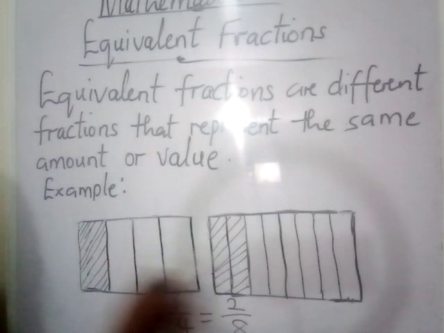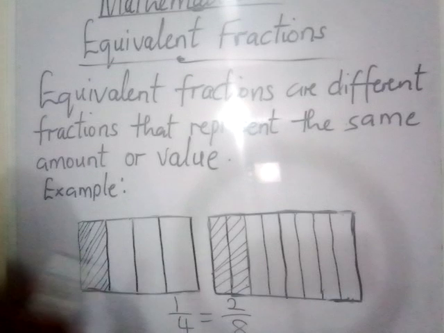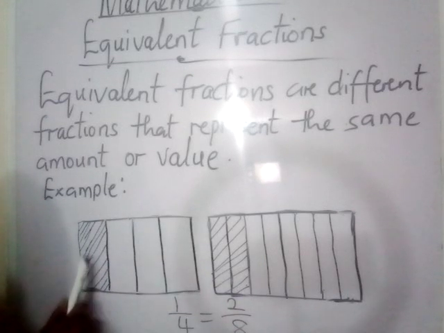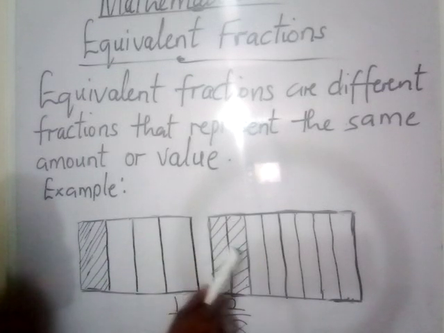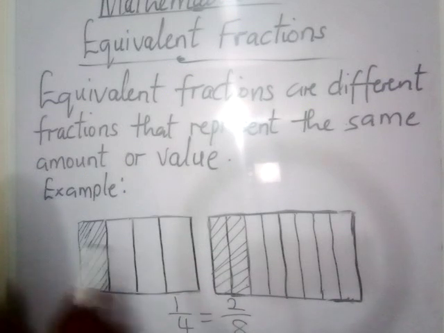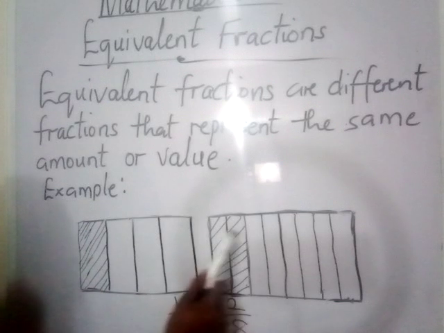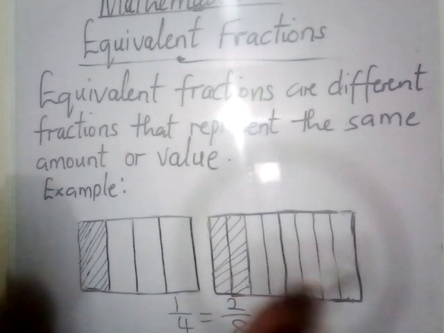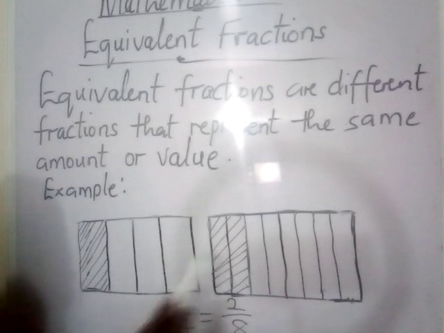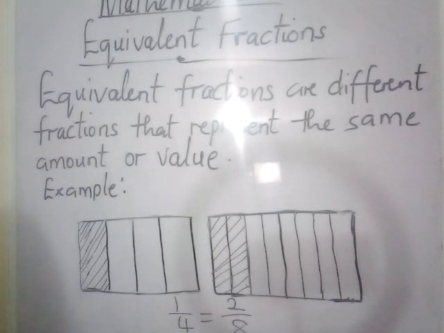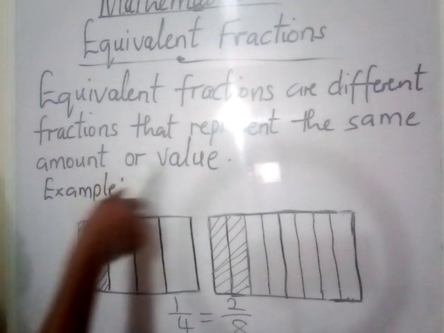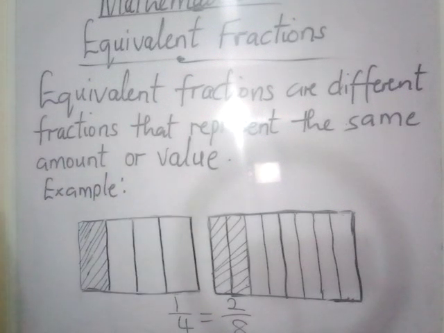Just looking at it visually, with your eyes, you will see that the size of this shaded portion is the same as the size of the other shaded portion, even though they have different numbers. This one is just 1 part shaded out of 4, while this is 2 parts shaded out of 8. So 1 over 4 and 2 over 8 are different numbers, but what do they represent? They represent the same amount and the same value. So this is another example of equivalent fractions.